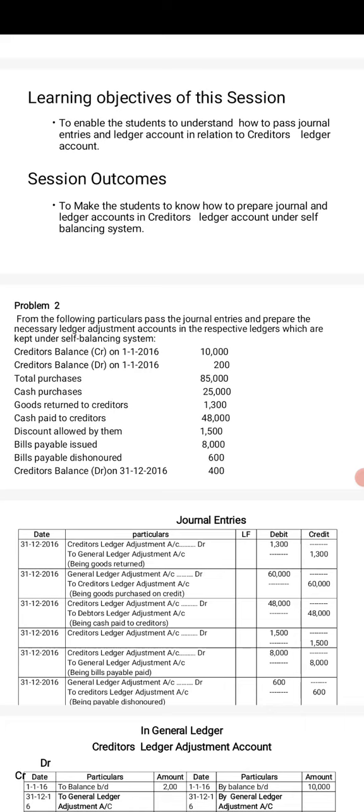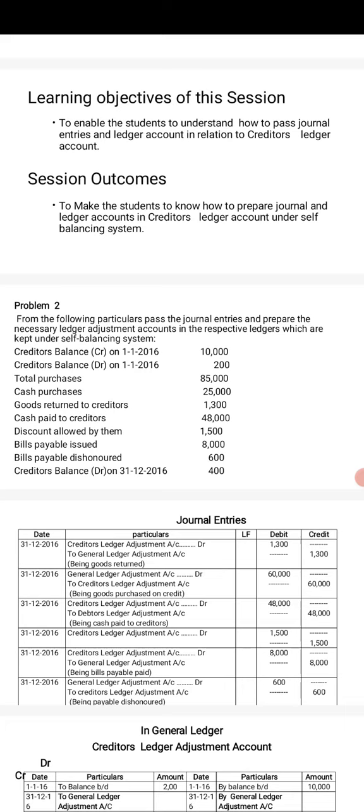Cash paid to creditors. Again, this one you have to enter under the debit side of the creditors account. Discount allowed by them, this is called discount received. Again, you have to enter it under the debit side of the creditors account. Bills payable issued. Again, this one also you have to enter under the debit side of the creditors account. Bills payable dishonoured. This one you have to enter under the credit side of the creditors account.